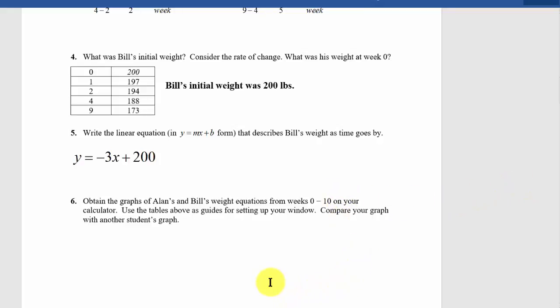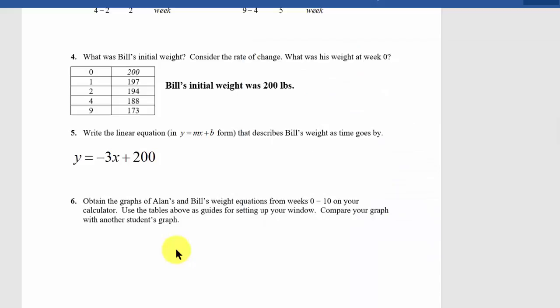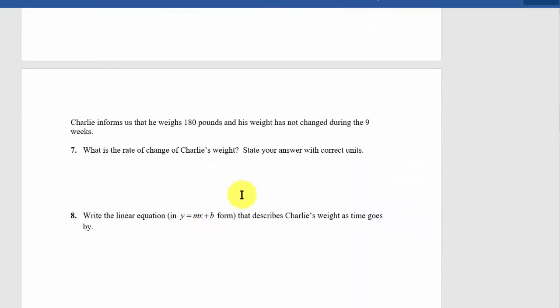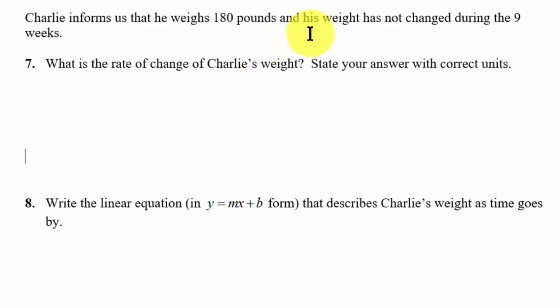So in this video, we continue with activity 1.4. I believe we finished problem 6 in the last video. So we're going to move on to problem 7. So it looks like we have Charlie. He tells us he weighs 180 pounds and his weight has not changed. So think about that. His weight has not changed.